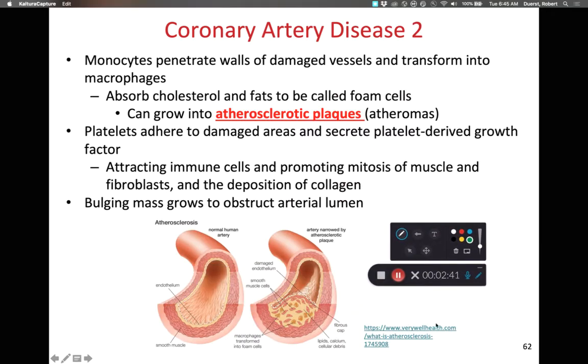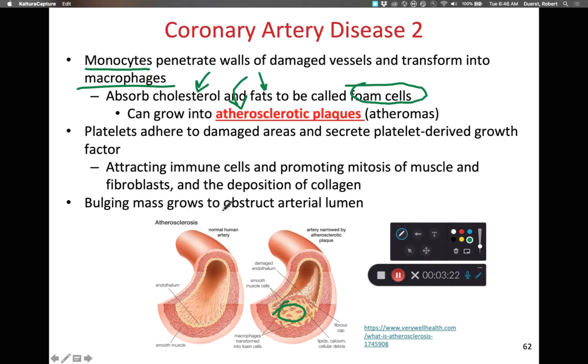As we look at these plaques that build up, a lot of monocytes will penetrate the walls of these damaged vessels where we have those plaques building up and transform into macrophages. They are actively trying to remove the lipids, the cholesterol and fats that are building up. As they remove those cholesterols and fat molecules, they are transformed into what is known as a foam cell. These foam cells can build up, and we have a mass of foam cells until we have an atherosclerotic plaque, or an atheroma.